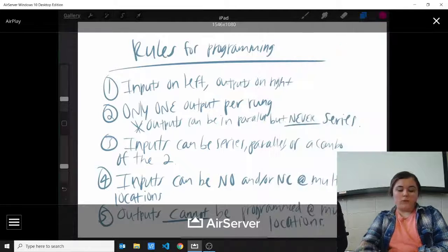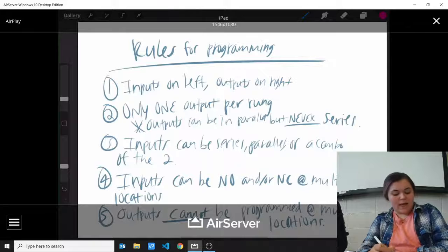So rules for programming: inputs on left, outputs on right. Only one output per rung. Outputs can be in parallel but never series. So remember that. Inputs can be in series, parallel, or a combo of the two. Inputs can be normally open and or normally closed at multiple locations. Outputs cannot be programmed at multiple locations.